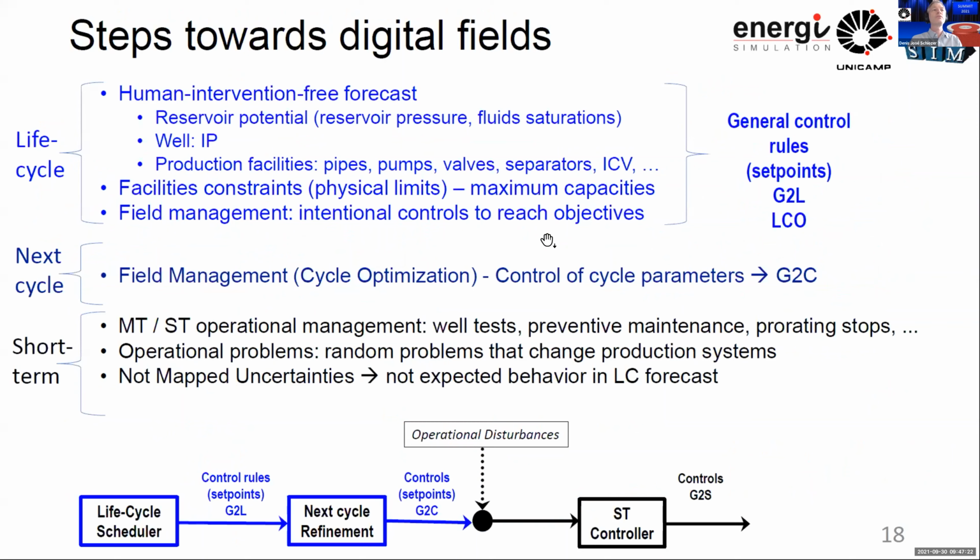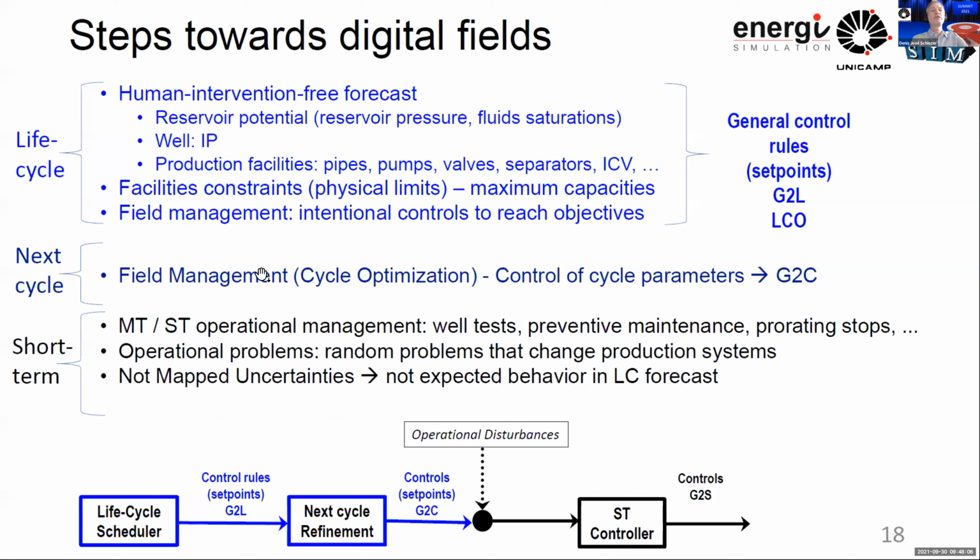So once we do all this, we try to separate the variables in three categories, as I showed. The life cycle: we try to reproduce the human intervention-free forecast, where we try to reproduce the behavior of the reservoir, considering the reservoir potential and the production facilities constraints. Once we have this, we go to the second step, which is the reservoir management, which are intentional controls to reach determined objectives, which are our control rules or set points. And this is the life cycle optimization. Once we have this, we go to what we call the cycle optimization. We try to improve the results for the next cycle.